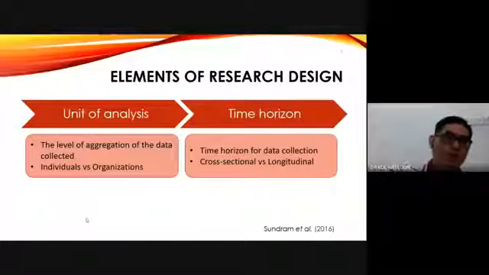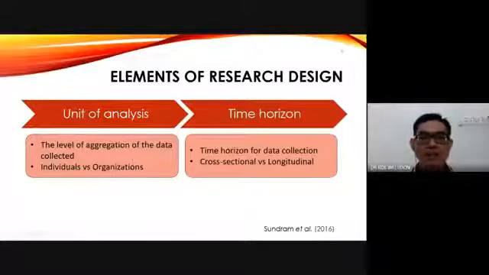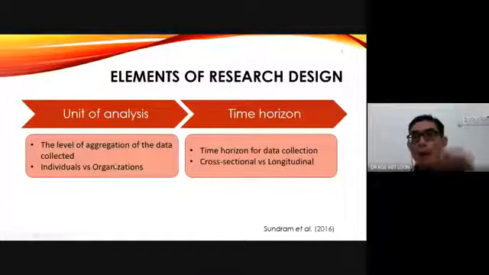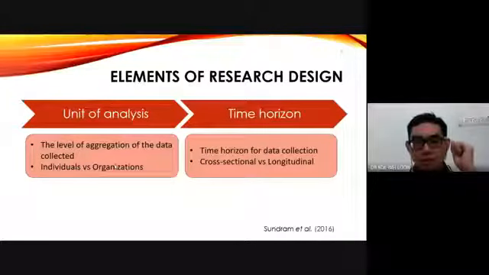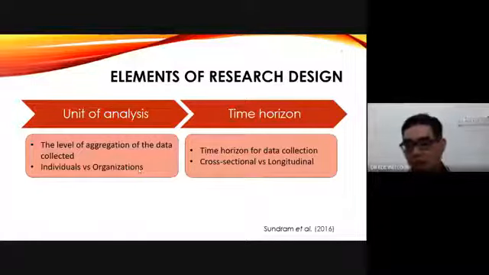So for my second student, SME performance, her unit of analysis is organization, but who is the one that answers the questionnaire? Who is the one that provides the data? The person that provides the data or answers the questionnaire is the person in charge of the organization, or the manager of the organization.